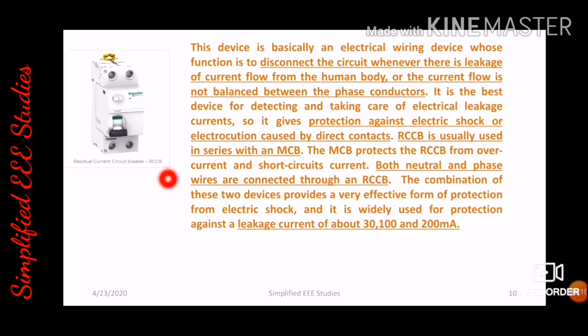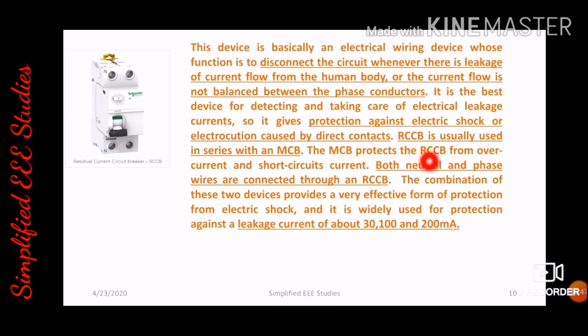Some more important information regarding RCCB I have given in the slide. RCCB is nothing but a residual current circuit breaker. The peculiarity of residual current circuit breakers is to disconnect the circuit whether there is a leakage of current flow from a human body or the current flow is not balanced between the phase conductors. At that time, the RCCB is going to act. Similarly, it ensures protection against electrical shock or electrocution caused by direct contacts.